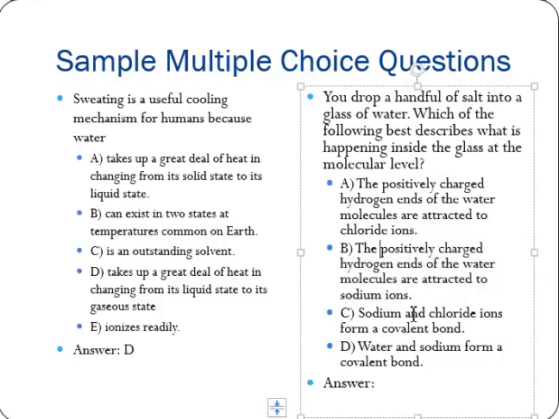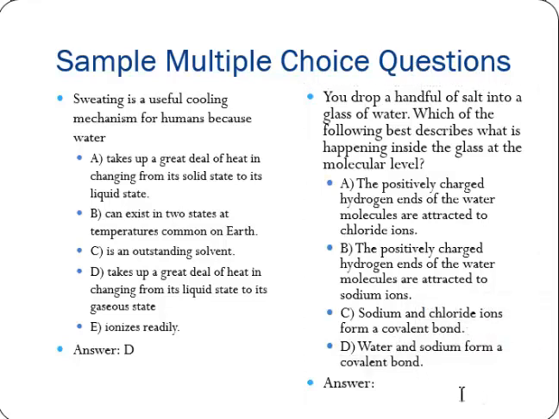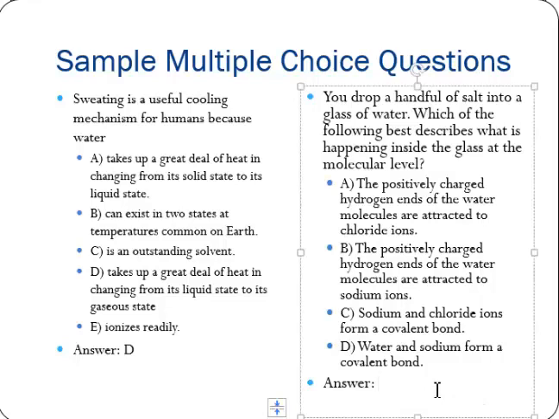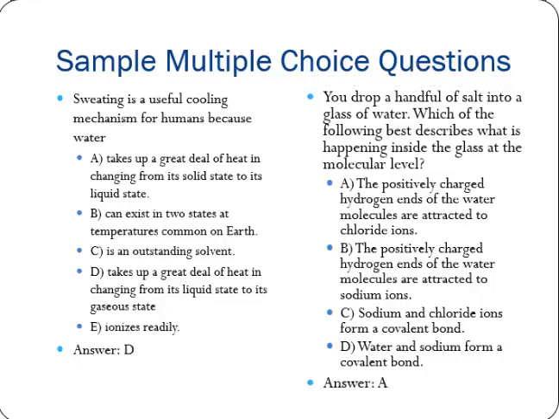Sodium and chlorine ions form a covalent bond. It's not true. They form an ionic bond. In any case, it has nothing to do with dissolving. And water and sodium form a covalent bond. That doesn't make any sense anyway. So the only answer that makes any sense here would be A. A and B both look like good choices, but remember that sodium tends to turn into a positive ion and chlorine tends to turn into a negative ion. So chlorine would be attracted to something positively charged, whereas sodium would be attracted to something negatively charged.